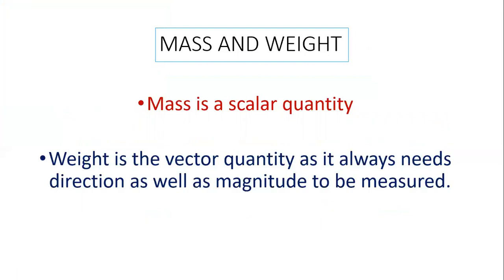Mass is a scalar quantity. It only gives you the magnitude. And weight is a vector quantity, as it requires direction as well as magnitude. You do get the magnitude, but direction, we are feeling, and the force of gravity is directed towards the center of the earth. So weight is directed towards the center of the earth. Yes, downward.